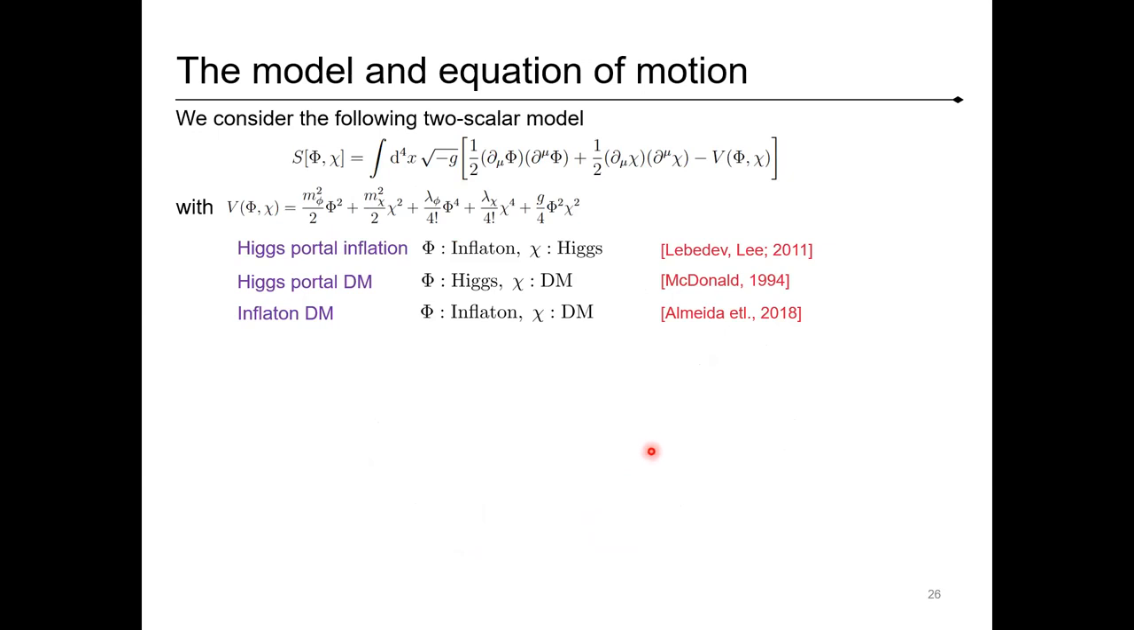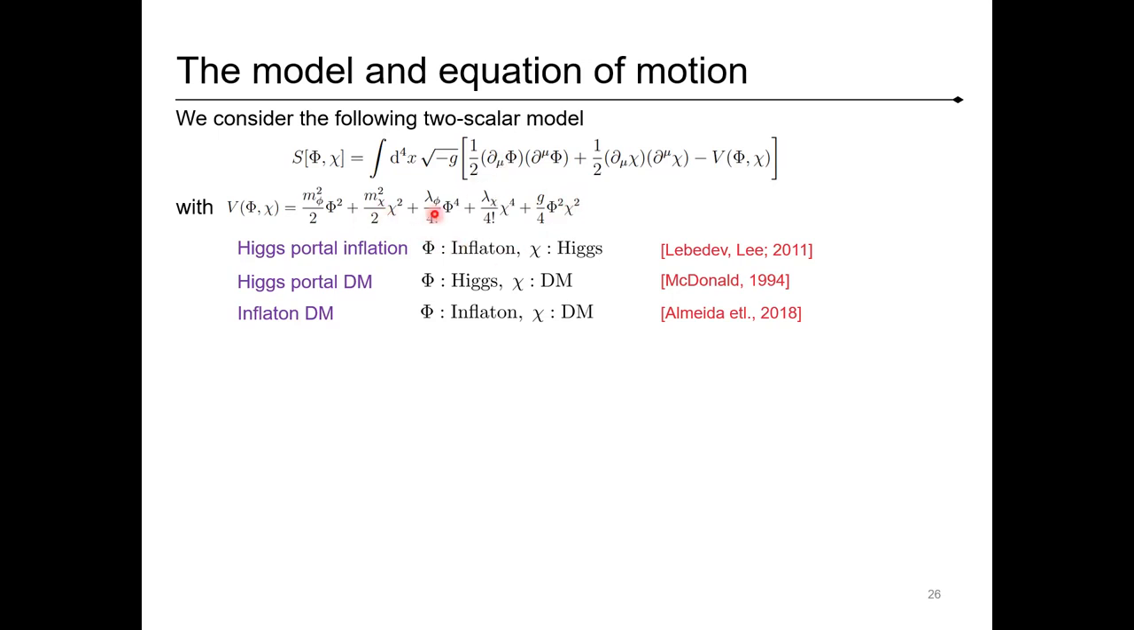Now, we will consider the following two-scalar model. So we have two scalars, phi and chi, and the potential has a Z2 symmetry. So we have the normal phi to the fourth and chi to the fourth, and also the coupling, the interaction between phi and chi, is like this. And this model is actually very popular in phenomenological studies.